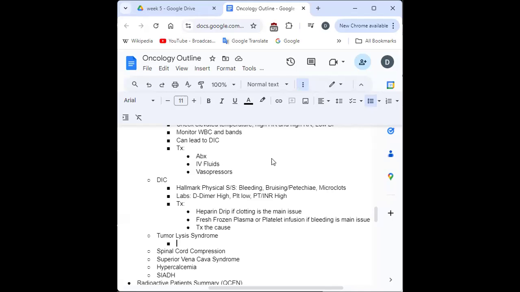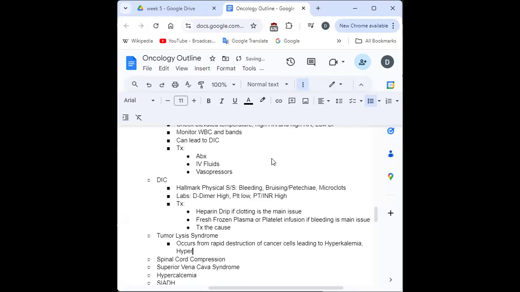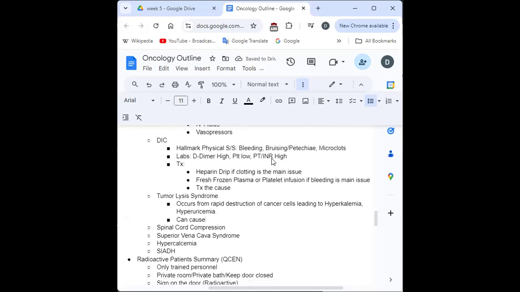This occurs from rapid destruction of cancer cells, leading to hyperkalemia, hyperuricemia, so uric acid, and it can cause acute kidney injuries. Does that make sense? Because we're releasing all these electrolytes, especially potassium, that your kidneys directly work with.